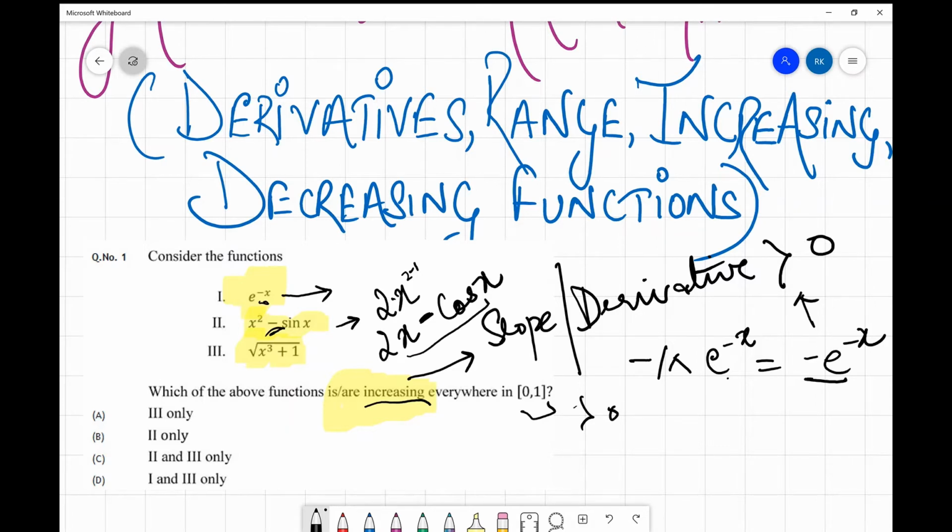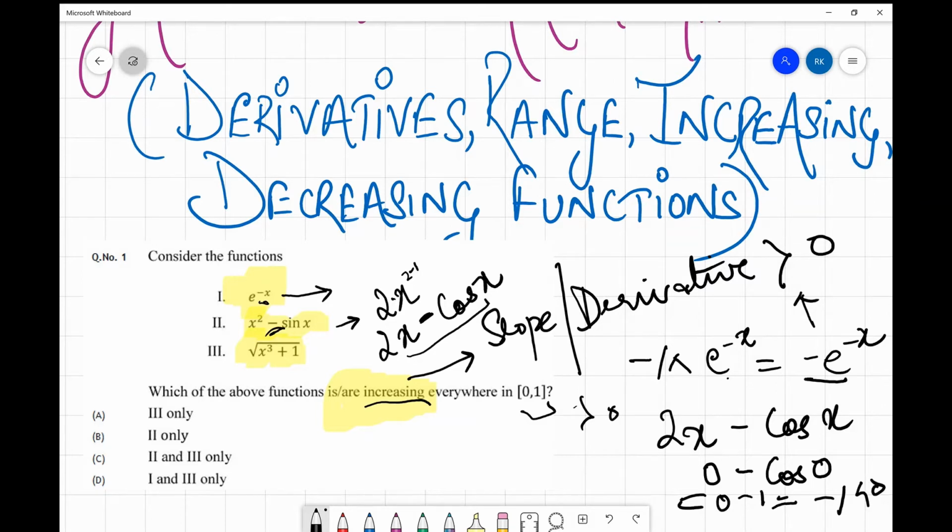You just substitute 0. What happens if you substitute 0 in 2x minus cos x? 2 into 0 is 0, minus cos of 0. Now cos of 0 is 1, so 0 minus 1 is minus 1. So this is less than 0, which means this also becomes false. So our final answer will be the third option only. There could also be an option that says none of the above, but since there is no option of that manner, we would say the answer is option A, the third only.